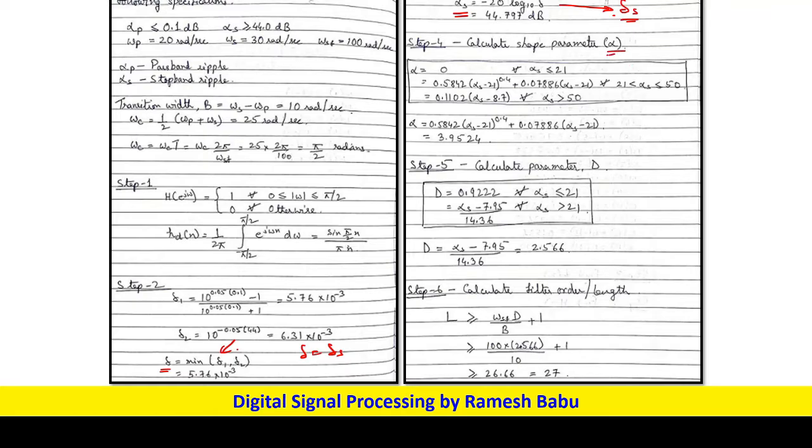In step 3 you have just calculated alpha s. You just check the intervals whether alpha s is less than or equal to 21 or not. If it is less than or equal to 21, then alpha would be equal to 0. If alpha s is between 21 and 50, then you have to use this equation, which is 0.5842 multiplied by (alpha s minus 21) to the power 0.4 plus 0.07886 multiplied by (alpha s minus 21). If your alpha s is within this range, as our alpha s over here falls within this range, we use this equation.